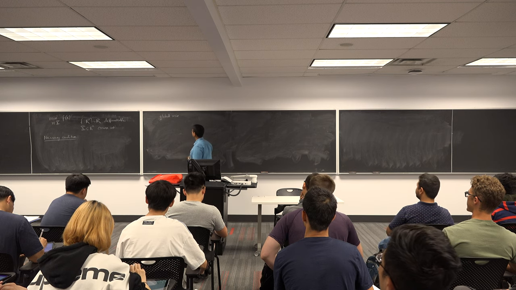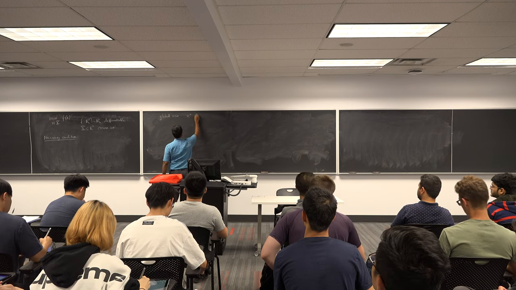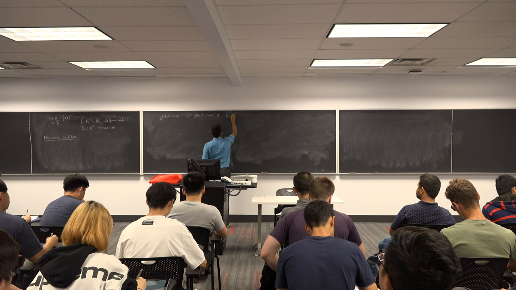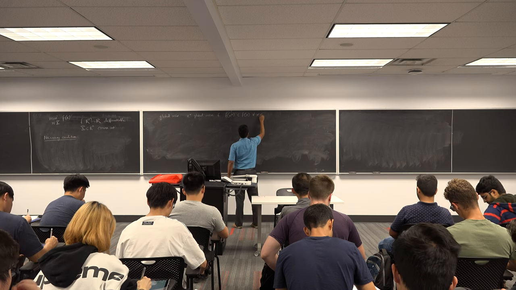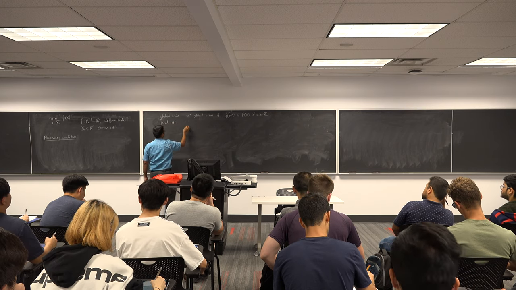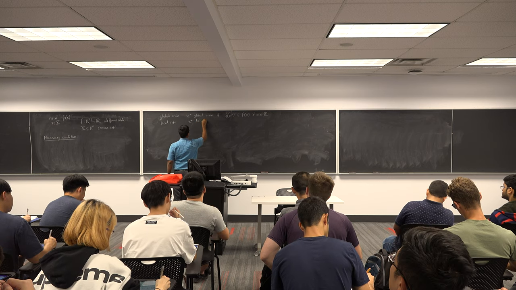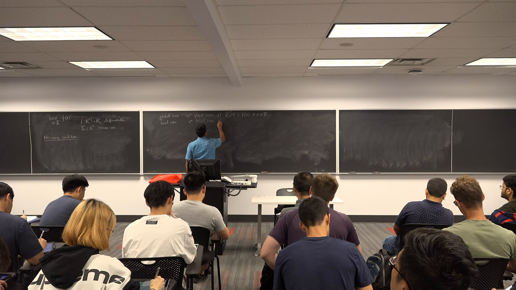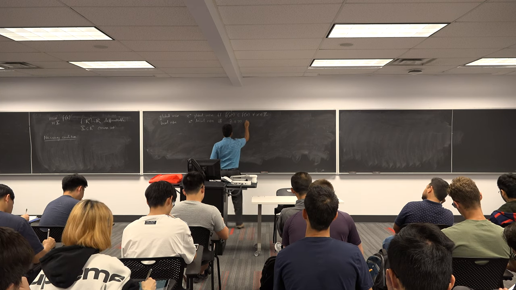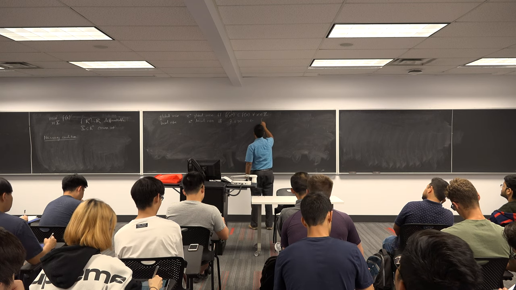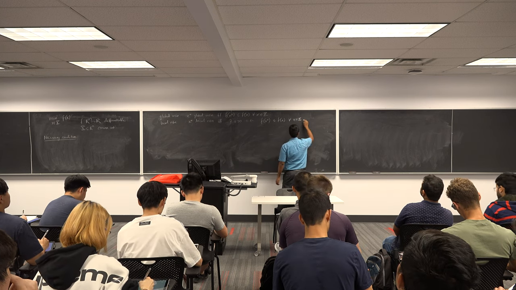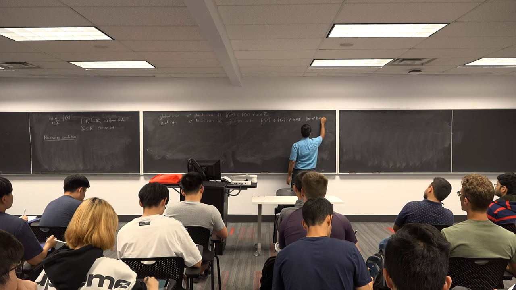It's very similar to what we had for the unconstrained case. So for global minimum, x star is a global minimum if f at x star is less than or equal to f of x for all x in capital X. And then local minimum, x star is a local minimum if and only if there exists epsilon greater than 0 such that f of x star is less than or equal to f of x for all x in capital X, norm of x minus x star less than epsilon.